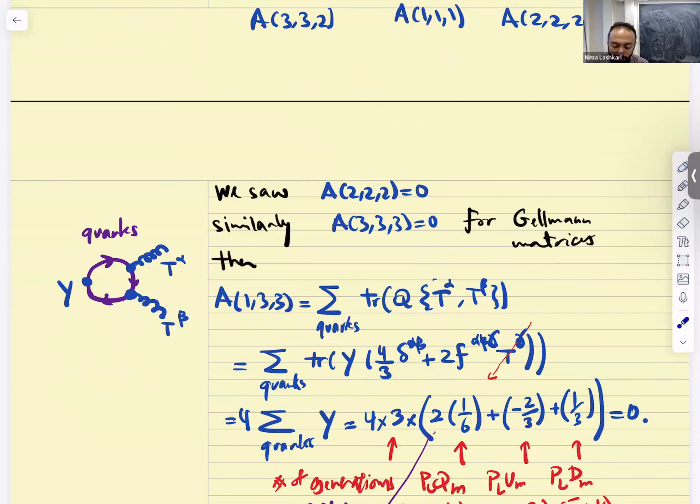There are left-handed quarks, Q, in different generations, right? They transform in this representation. There are two of them, up and down. So 6. There's 2 times 6.